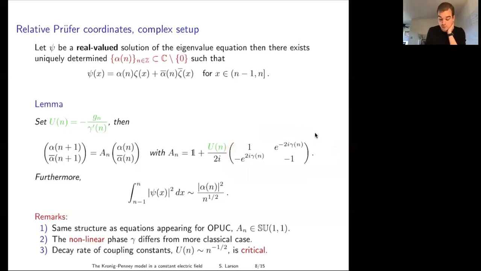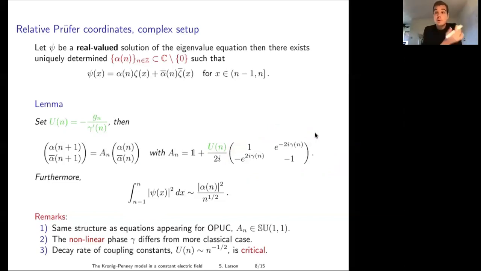And it's not difficult to prove that if you integrate psi squared over this unit interval, it's essentially the absolute value squared of alpha divided by square root n. So if we understand the asymptotic behavior of the modulus of these alphas, we understand everything we need to about our generalized eigenfunctions.